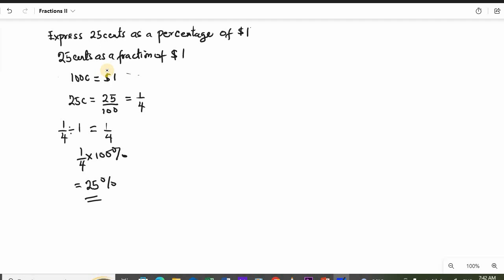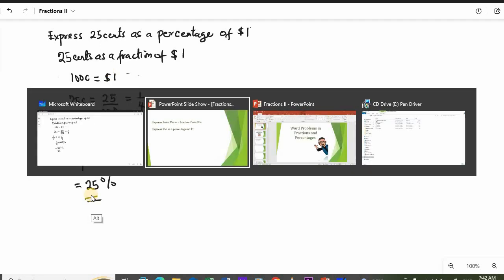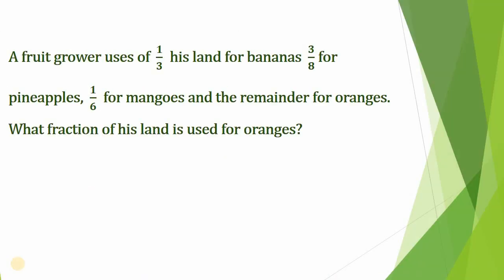Now we'll move to the next question. Let's go back to our slides. Alright, so the third example says a fruit grower uses 1/3 of his land for bananas, 3/8 for pineapples, 1/6 for mangoes, and the remainder for oranges. What fraction of his land is used for oranges?